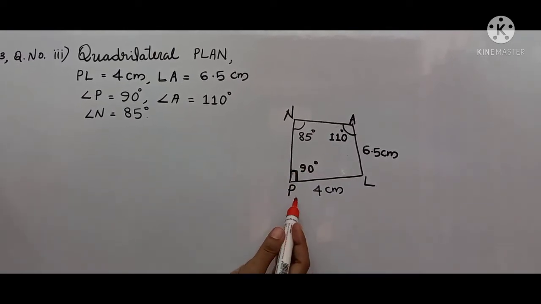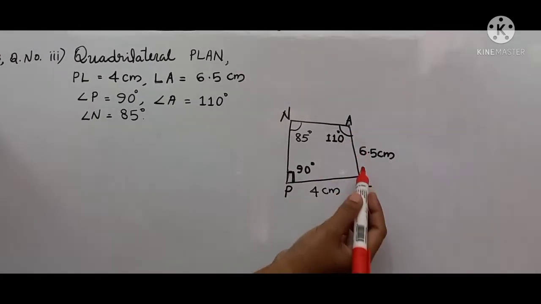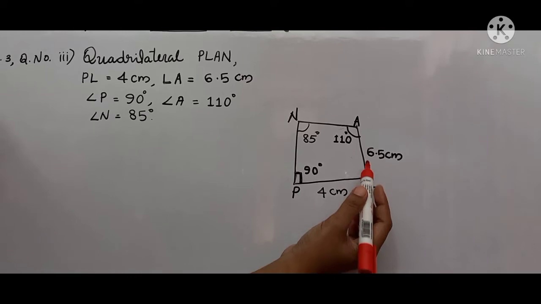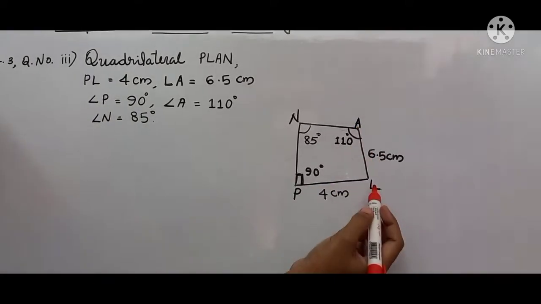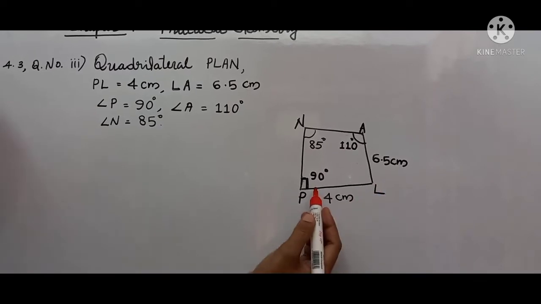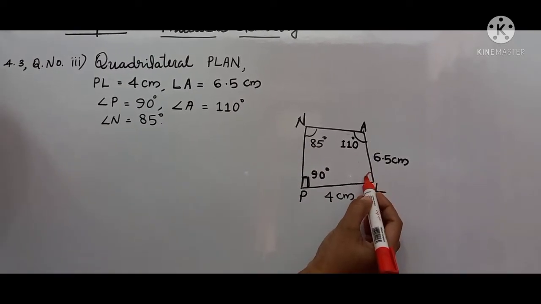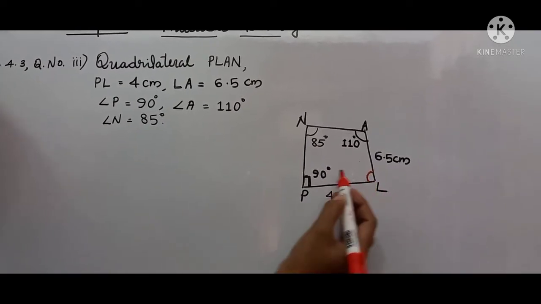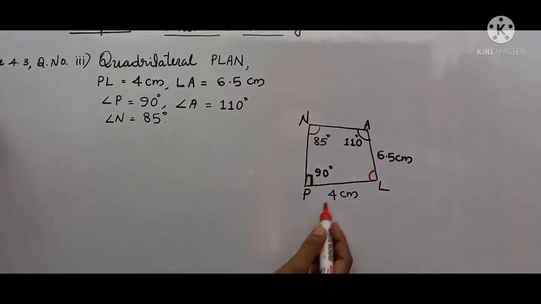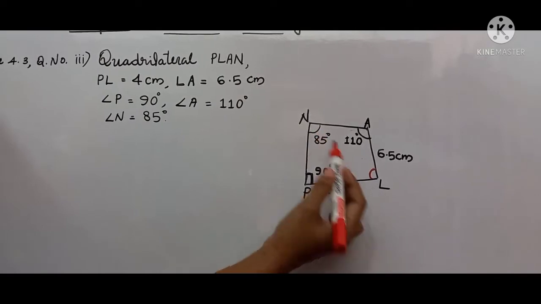For that, let us check here. Two sides are given, but the included angle is not given. See, these adjacent sides LA and PL are both given, but we need this angle, then only we can construct this quadrilateral plan. So how can we find this measurement?